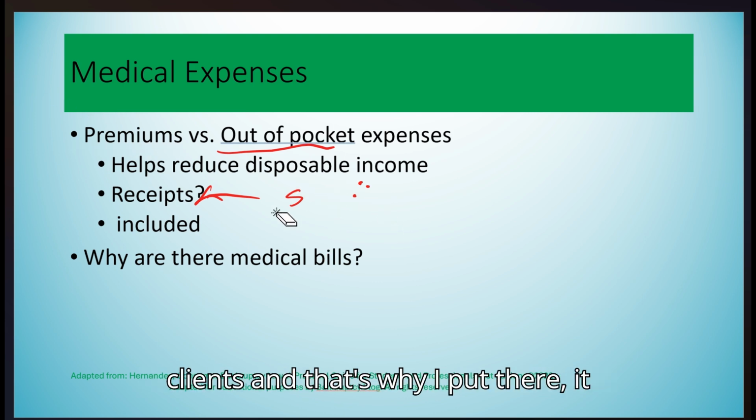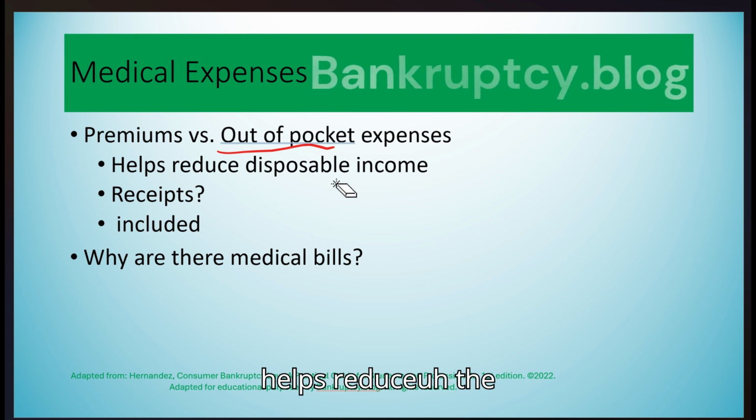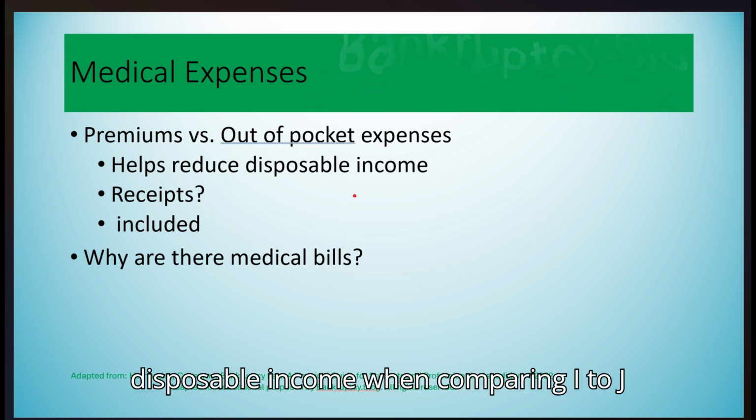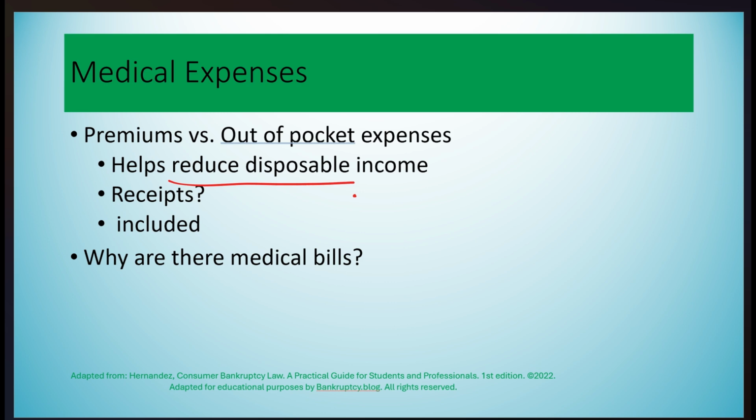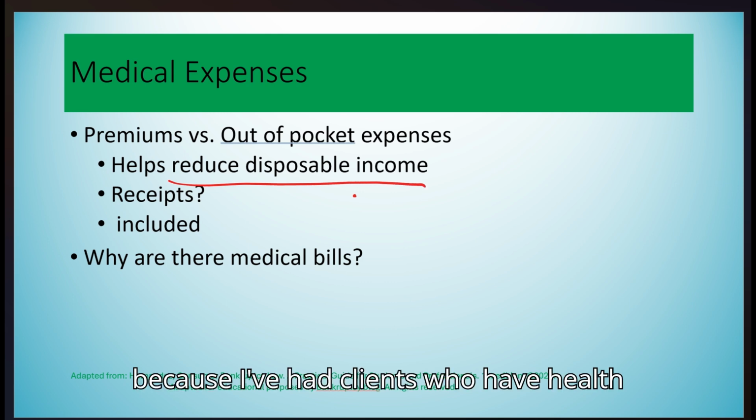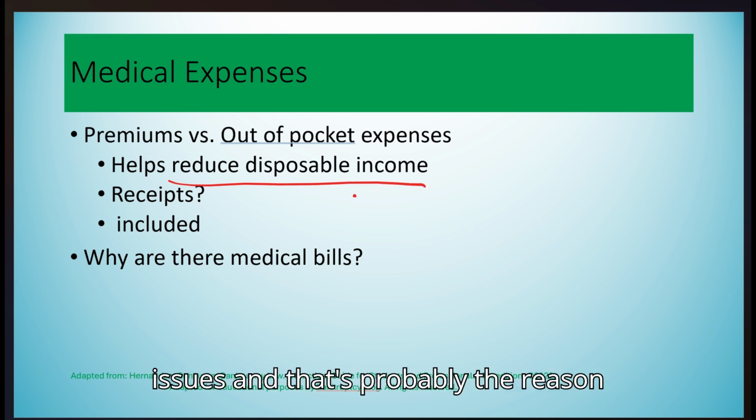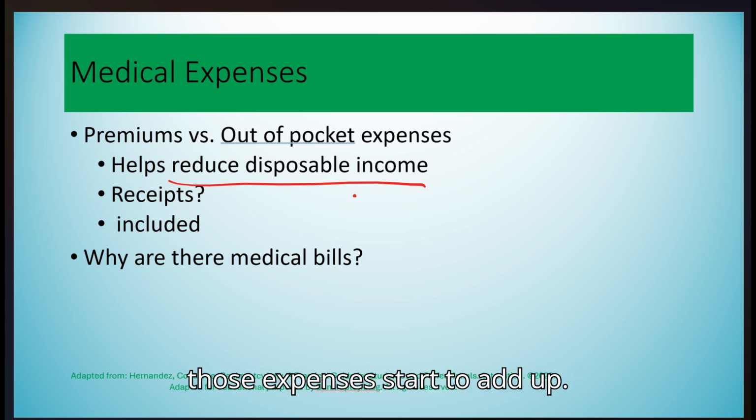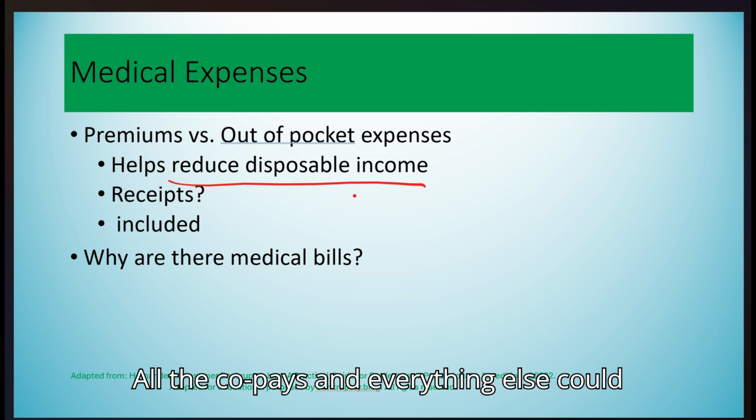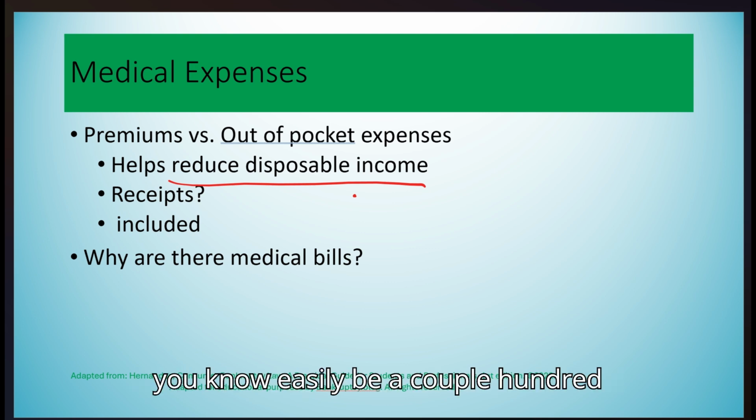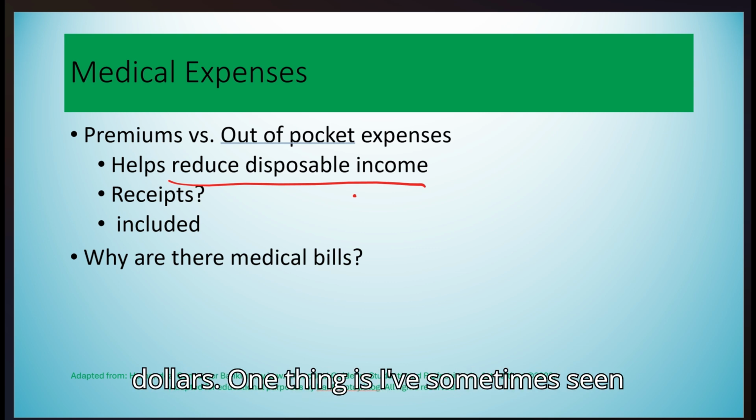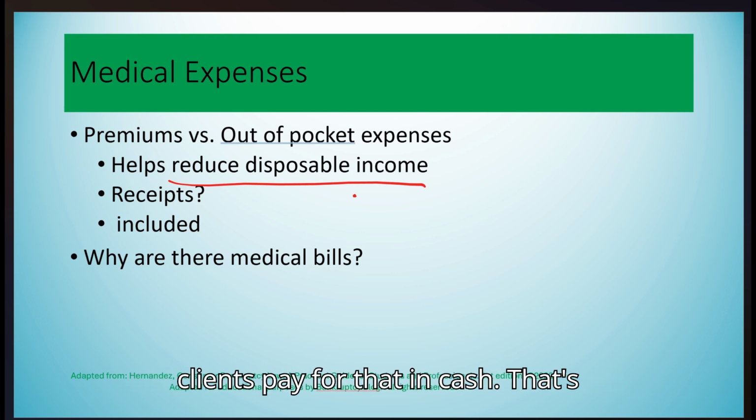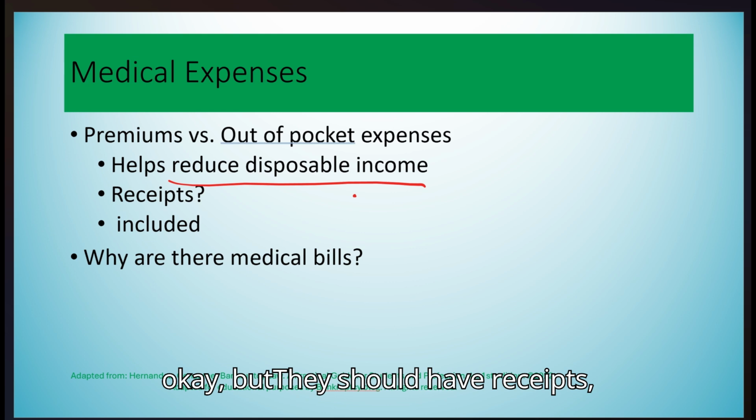There are clients, and that's why I put it there, where it helps reduce the disposable income when comparing I to J, because I've had clients who have health issues, and that's probably the reason they're filing for bankruptcy. But also, those expenses start to add up. All the copays and everything else could easily be a couple hundred dollars. And I've sometimes seen clients pay for that in cash. That's okay, but they should have receipts.